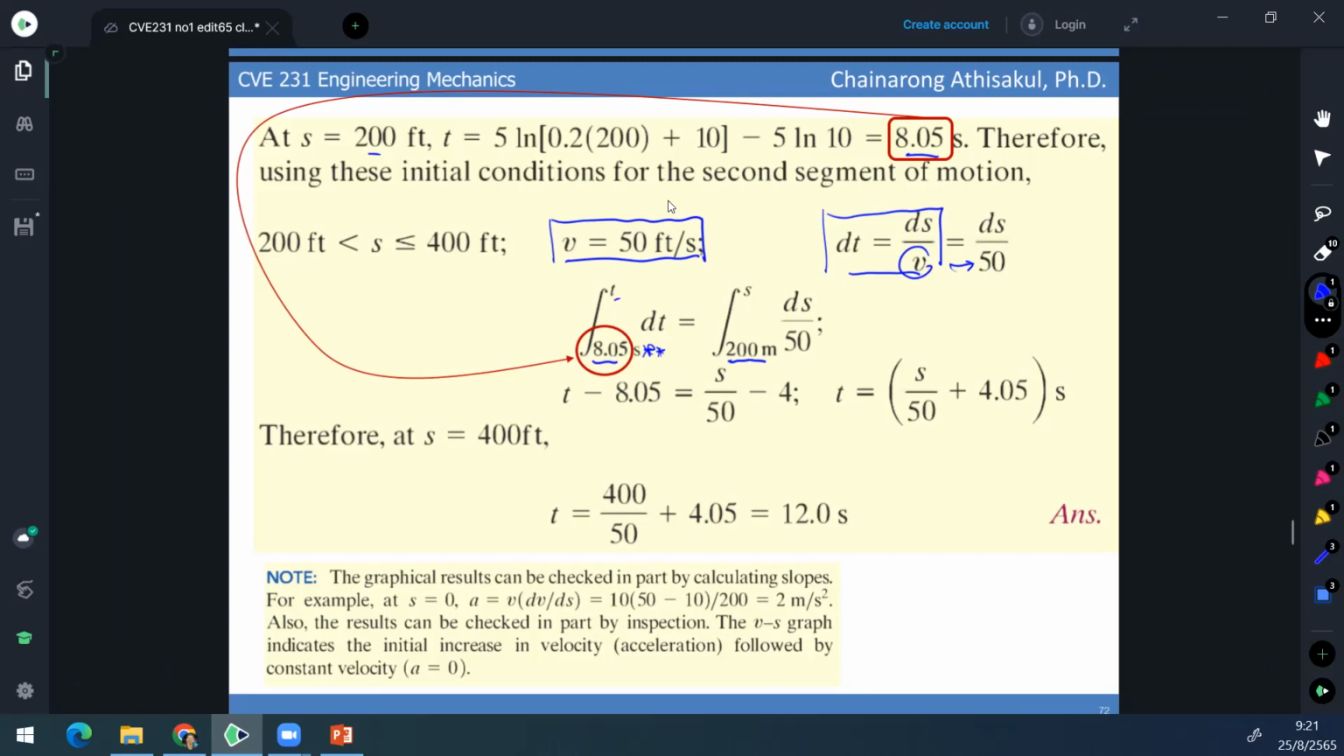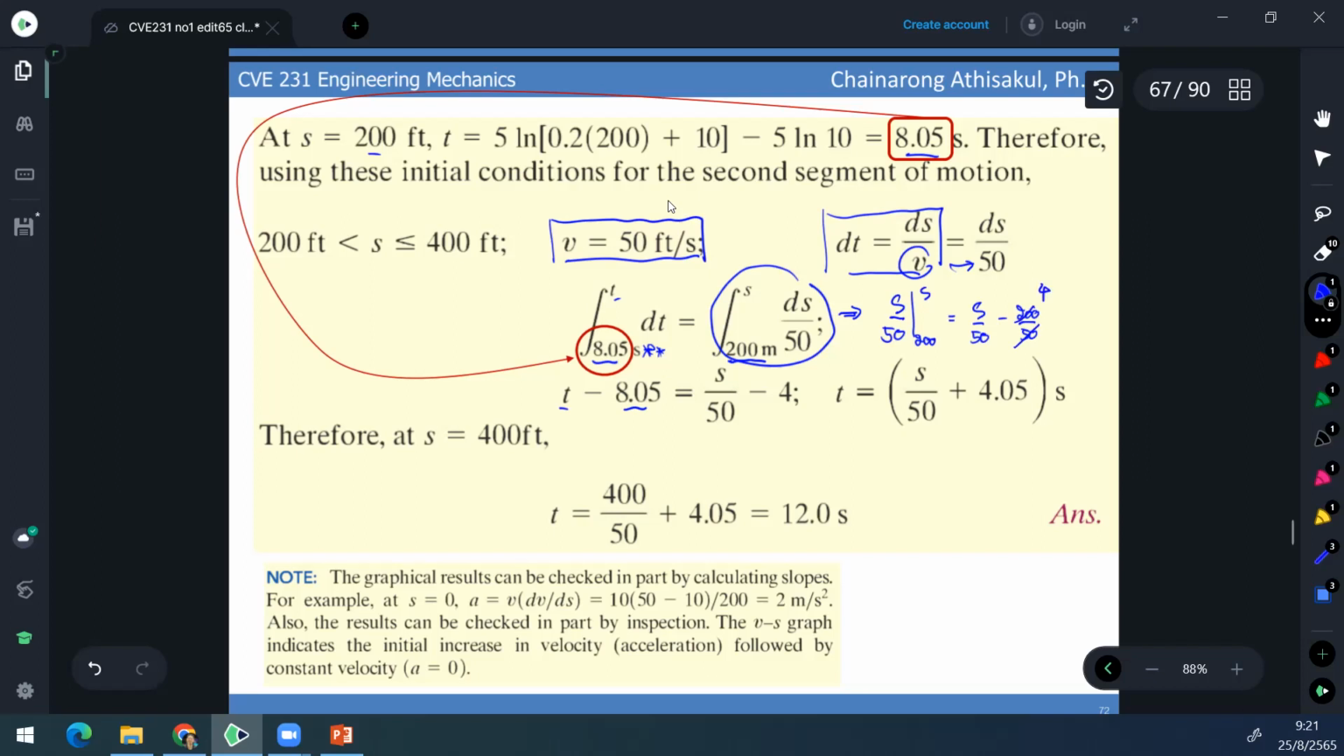This is the constant. On the left hand side, we have delta t, that is t minus 8.05. On the right hand side, we integrate this term and obtain s over 50, from 200 to s. So it becomes s over 50 minus 200 over 50, and this becomes 4. Then we have this equation.